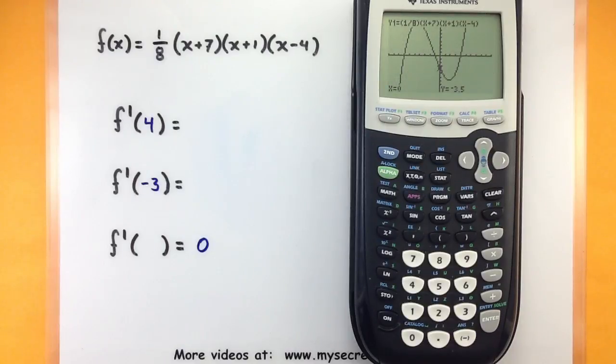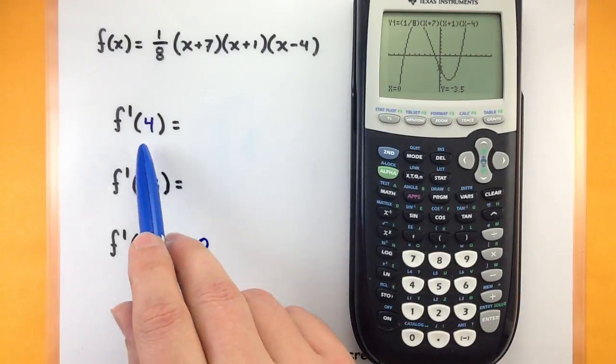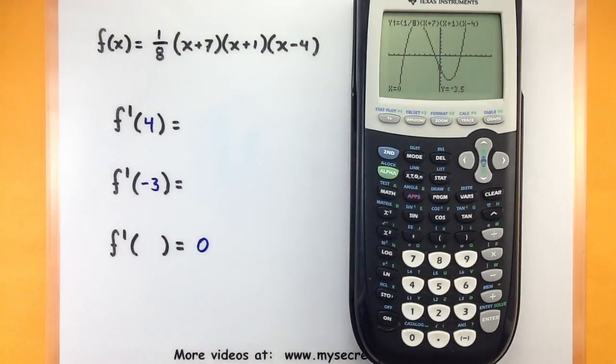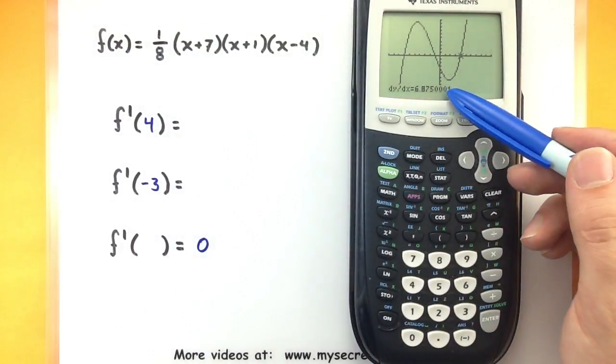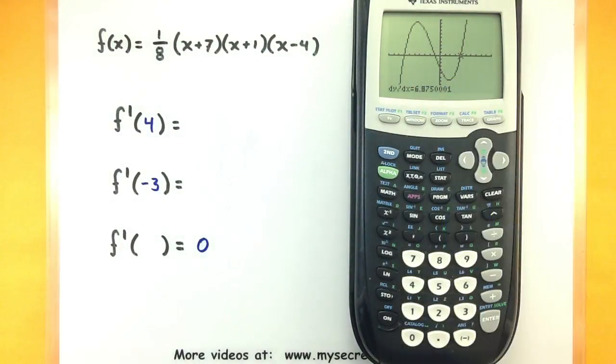Now the calculator wants you to give it the value wherever you're looking for that derivative. So I'm going to type in the number 4 here, so that little x = 4 shows up. Then I'll press enter. It's giving me the value of 6.8750001. Sometimes it goes through a numerical method where it's just estimating that limit. So I'm going to chop this off and say 6.875.